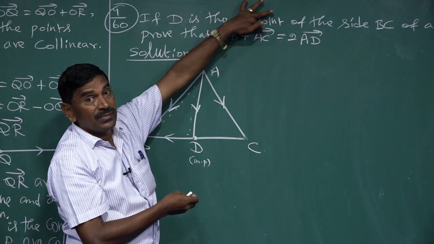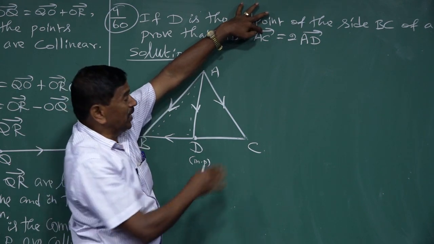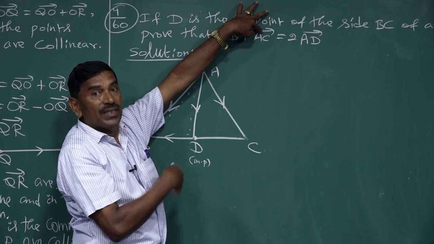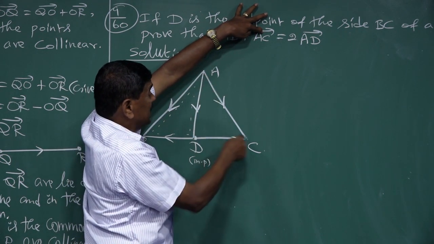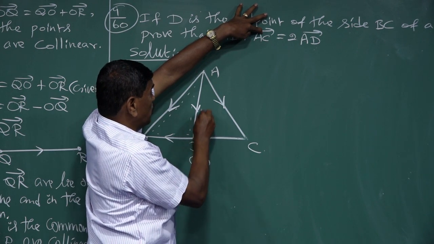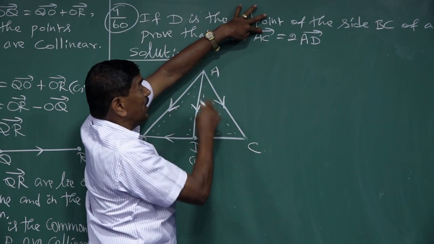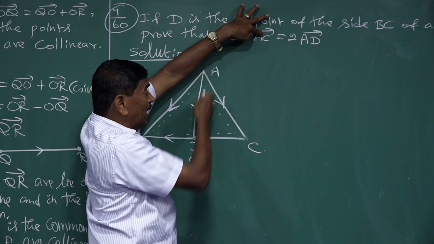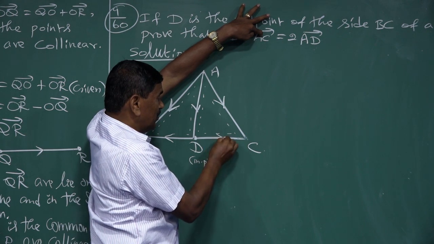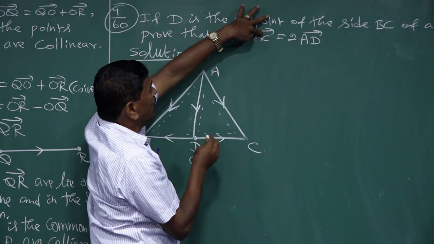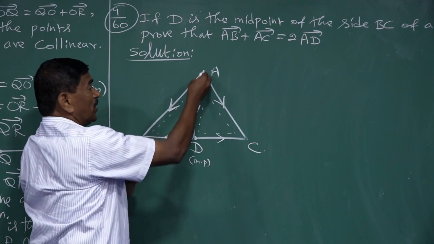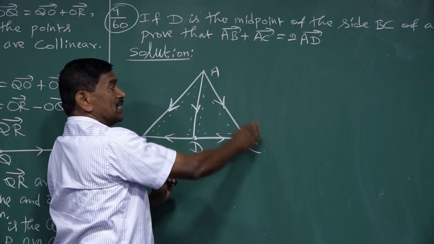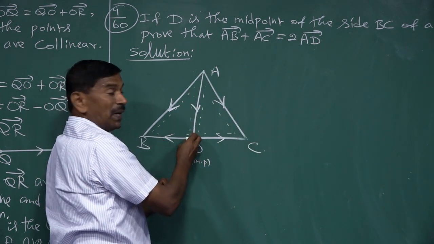Come to the second term. Yes, what is the second term? AC vector. To get the AC vector, which triangle do I want to consider? Yes, in triangle ADC. Now I want to consider the second triangle. In triangle ADC, AC vector is equal to AD vector plus DC vector. So first equation, AB vector equal to AD vector plus DB vector. Second equation, AC vector equal to AD vector plus DC vector.